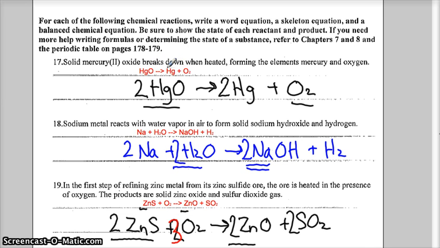So now we have 2 zinc. We have 2 sulfur on the left, 2 sulfur on the right. We have 6 oxygens on the left, and 6 oxygens on the right. Okay, so as you can see, sometimes you have to continue on and keep going with trial and error with these things, but as long as you have the correct skeleton equation, you will be able to balance it. It may take some time, but keep going, and that's why I'm here, so ask me questions.